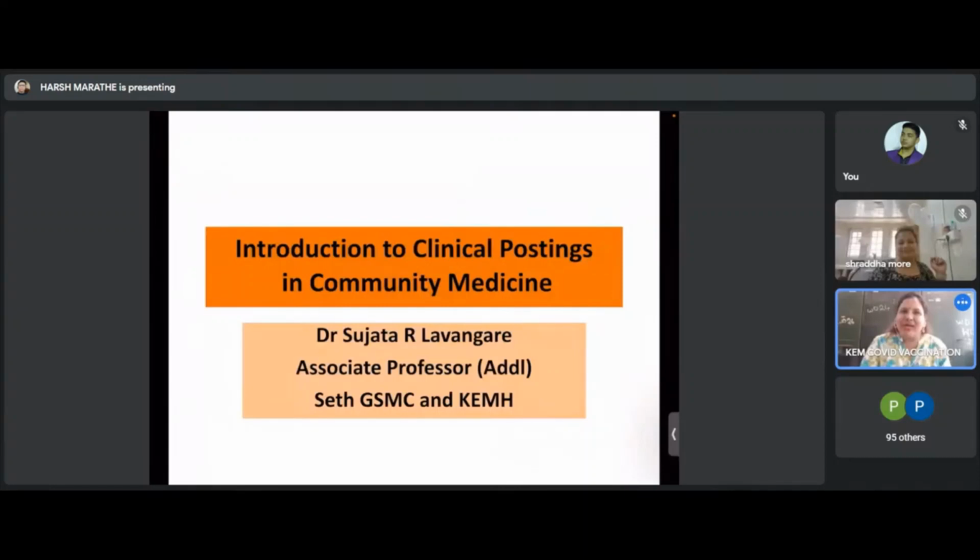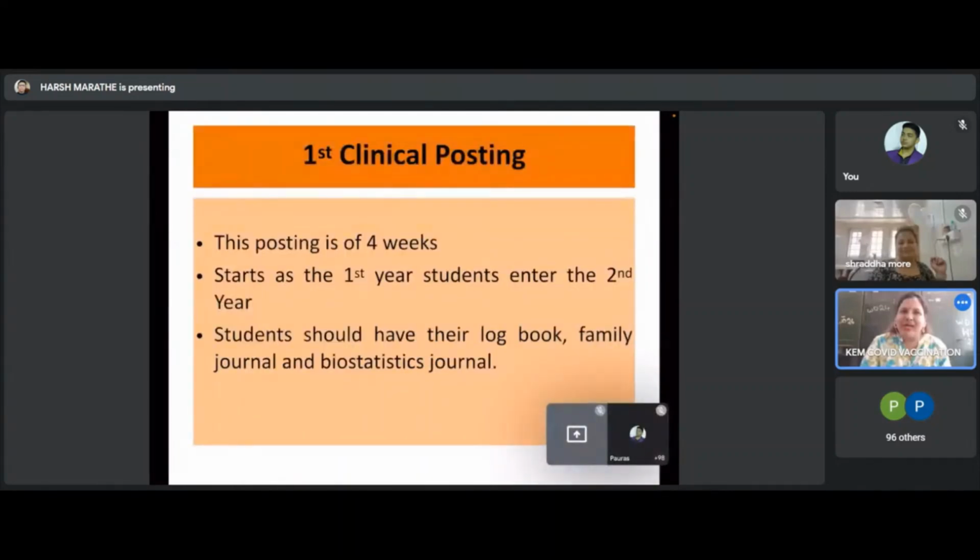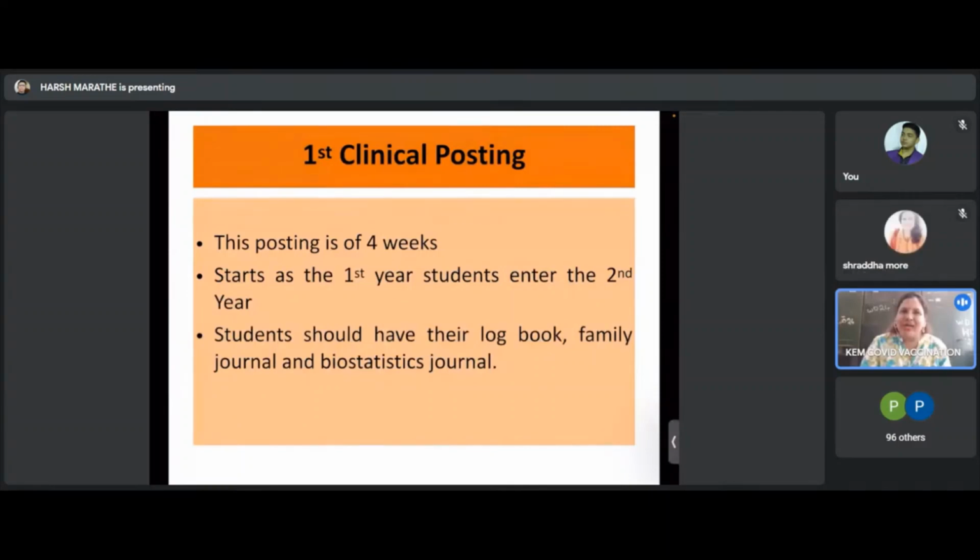Hence, today's presentation mainly tells you about the clinical postings, immediately after the first year, when the student enters the second year and starts the first clinical posting in community medicine. Next slide. To tell you briefly about this first clinical posting, it is for 4 weeks and starts as the student enters the second year. What is mandatory is that the student should have a logbook, a family journal, and the biostatistics journal before starting the first clinical posting, and you will get them from the Department of Community Medicine.